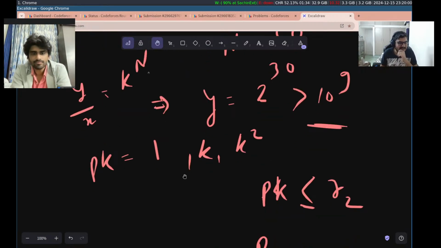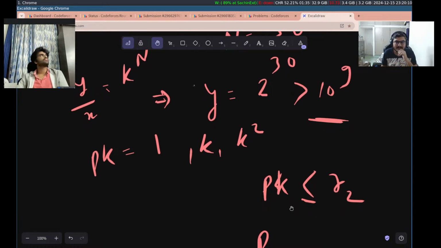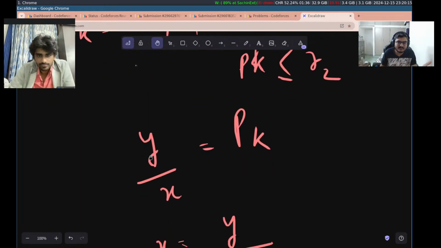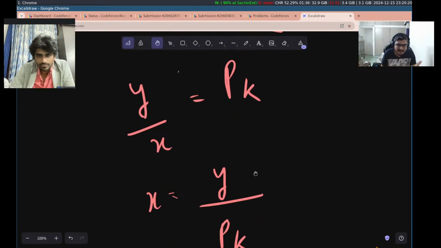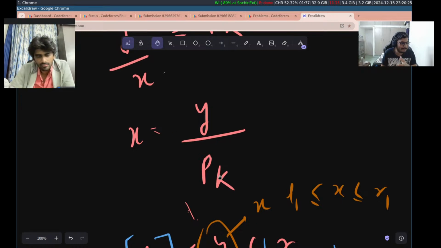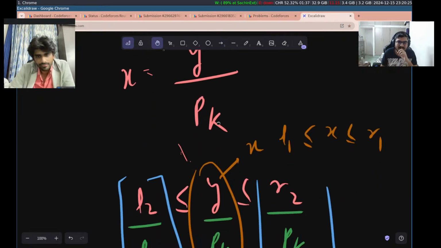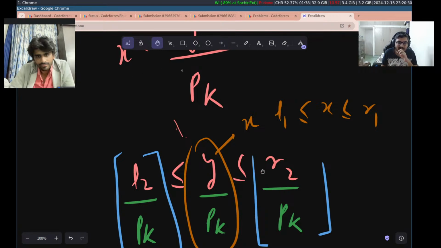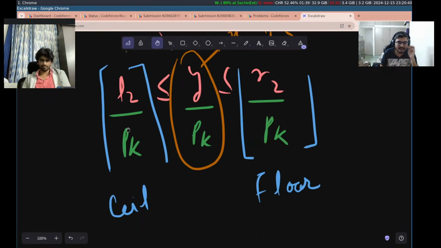Then the next idea was, let's fix a power of k here. We start with 1, k, k square, as long as the power of k is less than or equal to r2. Once we have fixed some power of k, we have essentially fixed n. So our equation changes to y by x equal to pk. If you manipulate it, moving x to one side and pk to the other, you will get x equal to y by pk. Now, because we know that y is between L2 and R2, let's just divide by pk to get the possible range of x. So now we have L2 by pk and R2 by pk.